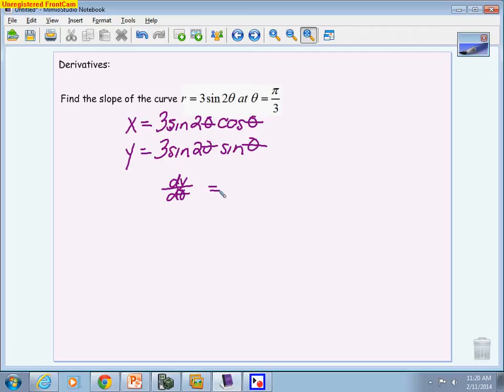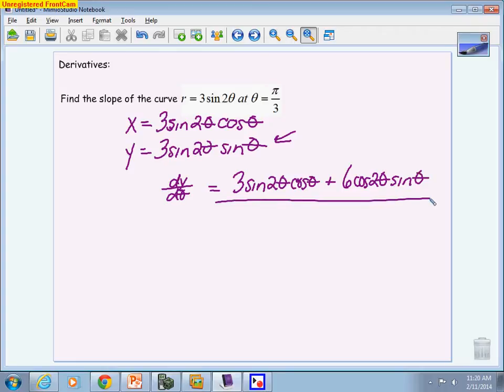So with the y, I'm going to take the product rule of this particular line. So first times the derivative of the second is going to give me 3 sine 2 theta times the derivative of sine, which is cosine, plus the second times the derivative of the first, so the second is sine. The derivative of 3 sine 2 theta is going to be 6 cosine 2 theta, doing a quick little chain rule there, times the original sine function. So that's my dy/d theta.